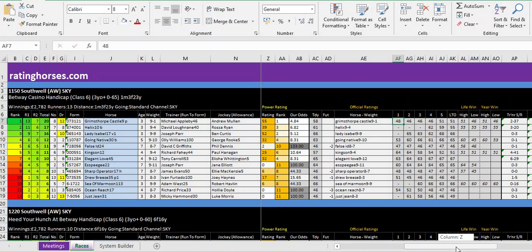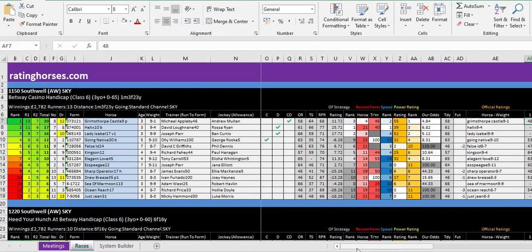I need to hurry up because my battery is going to go on the computer. So everything looks decent for Grimsthorpe Castle. However, the concern would be that it's gone up 8 pounds, was it, since its last run? And the odds have it at just under 4 to 1.